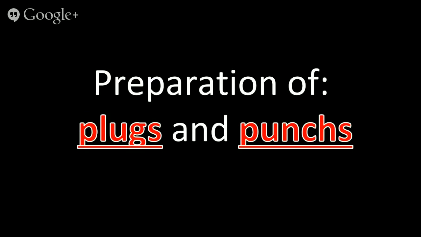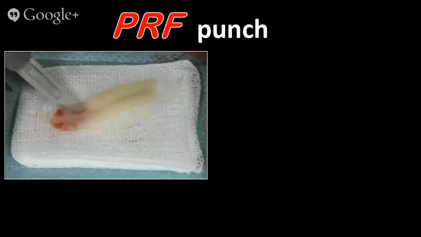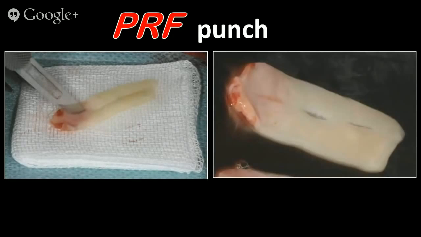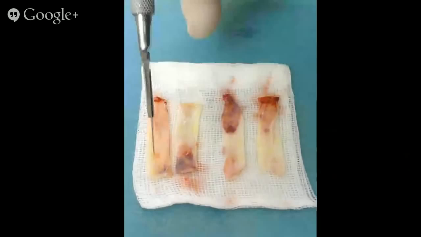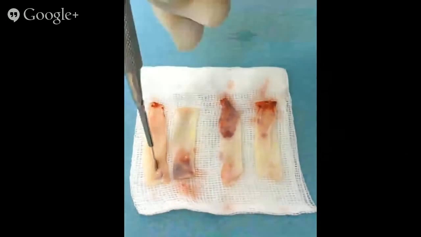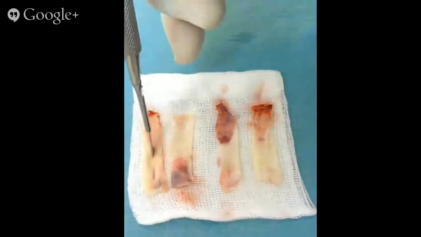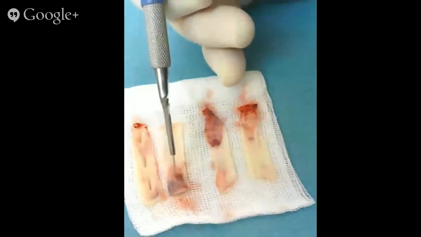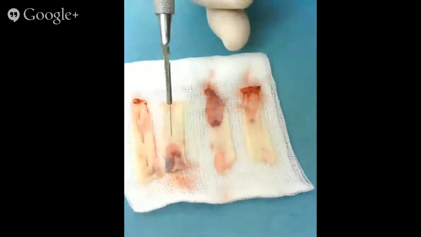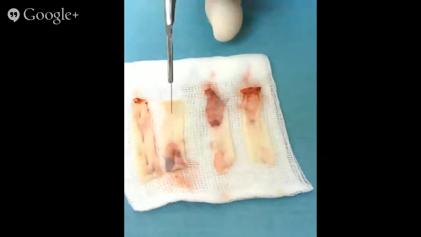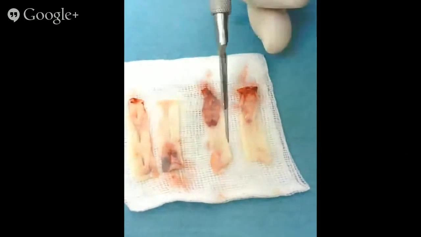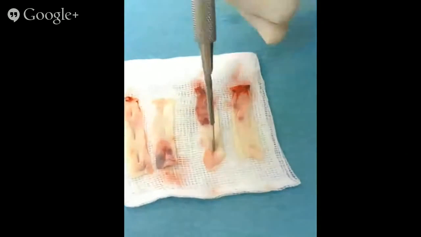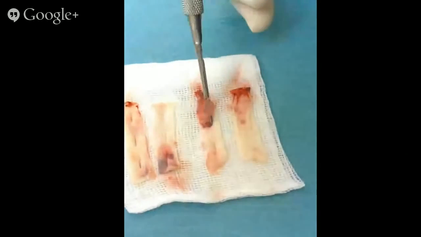We can now prepare plugs and punches. How to prepare a punch? With a bistoury, with a blade. We put the membrane on a gauze, and then we make an incision like this. We have to put the membrane on a gauze first, and then we can make punches. 2, 3, 4, it doesn't matter. We decide how many punches we want to make in one membrane.